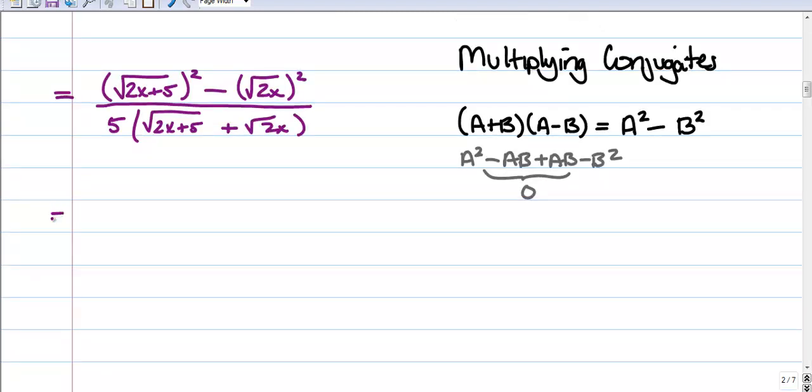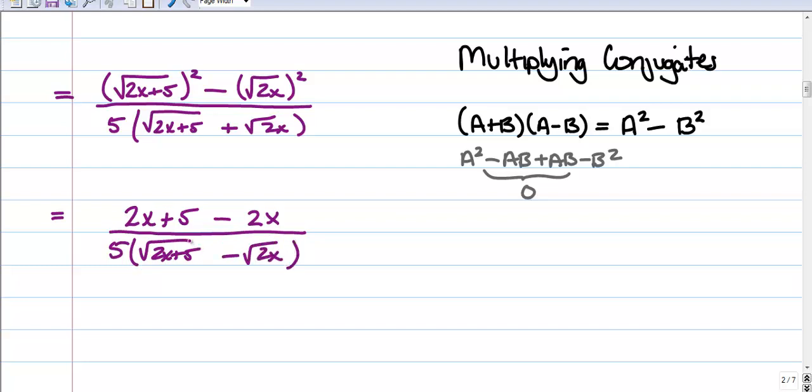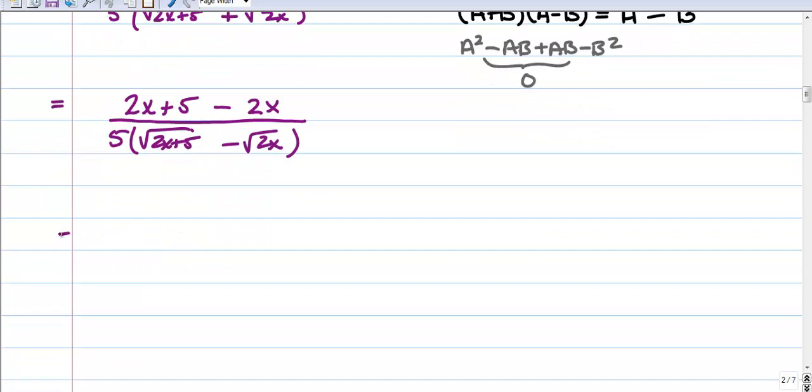Then in the numerator, I'm squaring those square roots, so I actually get 2x plus 5 minus 2x, all divided by that same mess in the bottom: the square root of 2x plus 5 minus the square root of 2x. Kind of writing sloppy here. And the numerator simplifies to just 5, which is handy because I also have a 5 in the denominator.